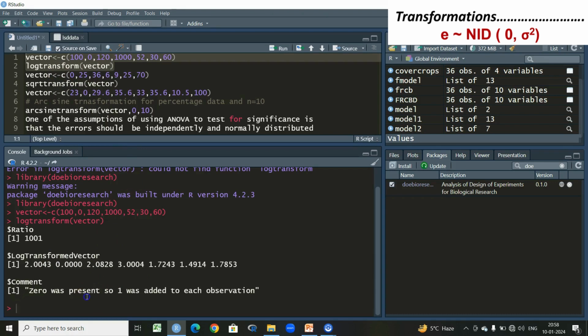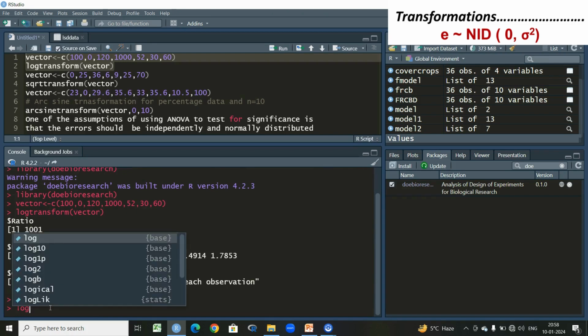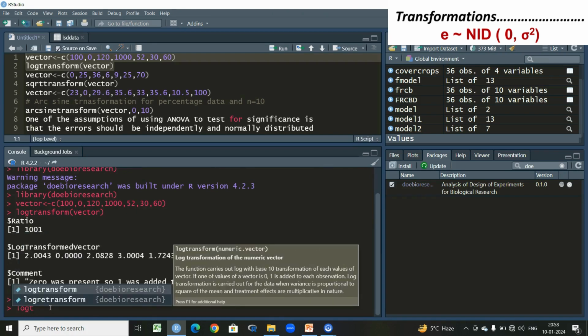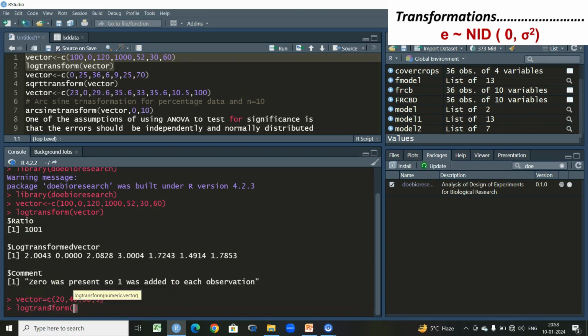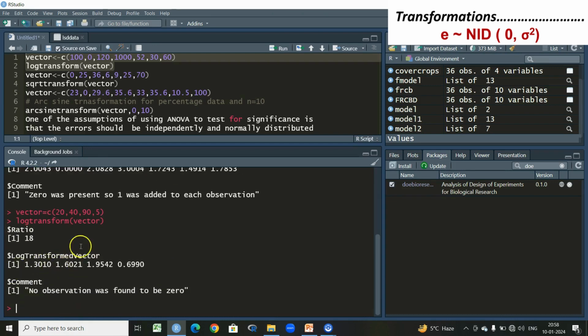Or you can simply create a vector of your own. You can write anything. Let us create a vector. Instead of the arrow sign, which is usually known as the assignment operator, you can write equals, then c is the concatenation function which combines all these things. Then let us write 20, 40, 90, 5, then enter. Then if I write log, then transform, and write the vector here, I will have the log transformed values of all these observations.